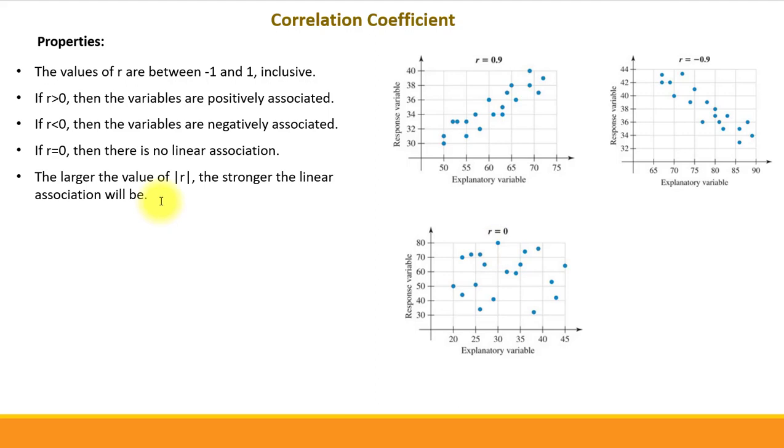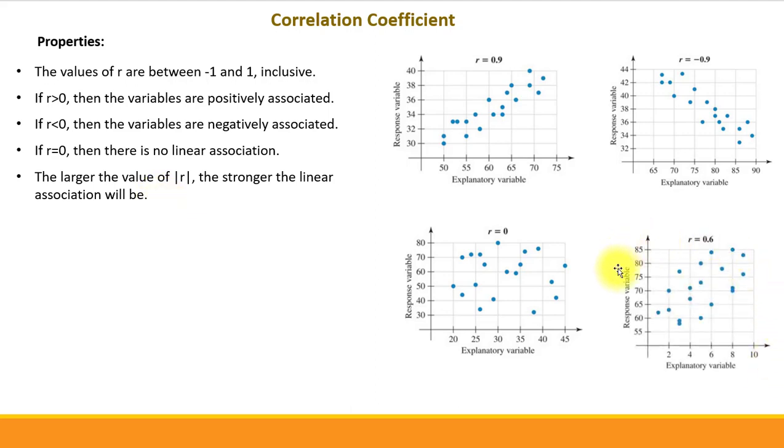Here's the next property. It may be a little confusing at first, but we'll try to figure it out. It says the larger the value of the absolute value of r, the stronger the linear association will be. So I can rephrase this property and say that the further away r is from 0, the stronger the linear association will be. For that, I'd like you to look at this scatter plot. The correlation coefficient of this linear association is 0.6. And this scatter plot has correlation coefficient 0.9. Which correlation coefficient is further away from 0? Well, 0.9, right? It's further away from 0.